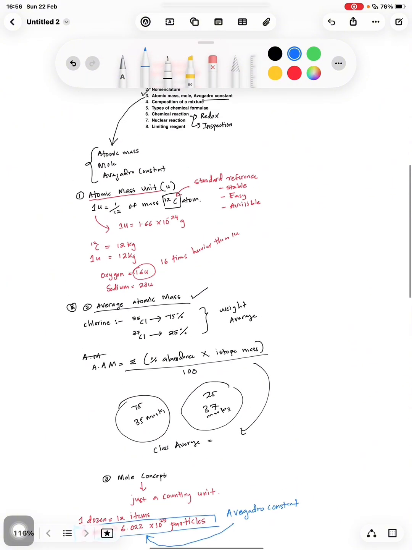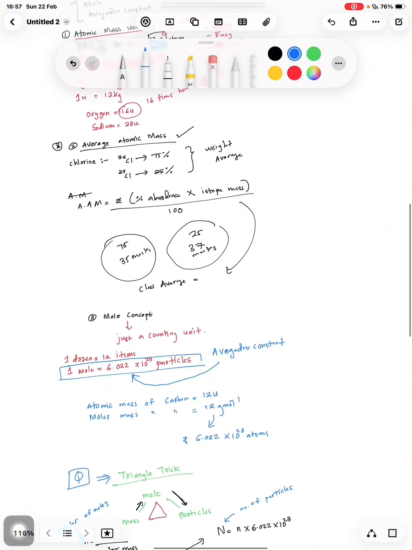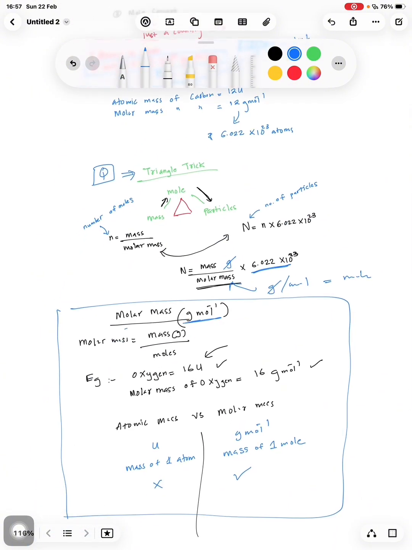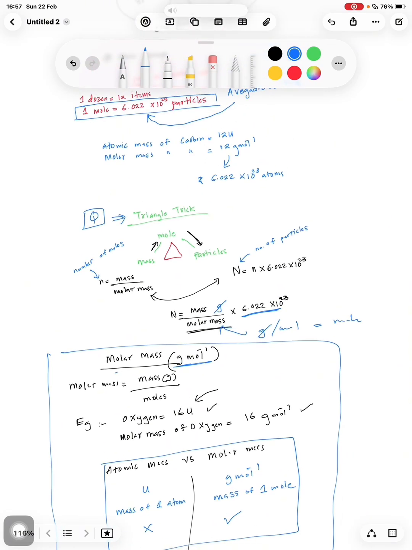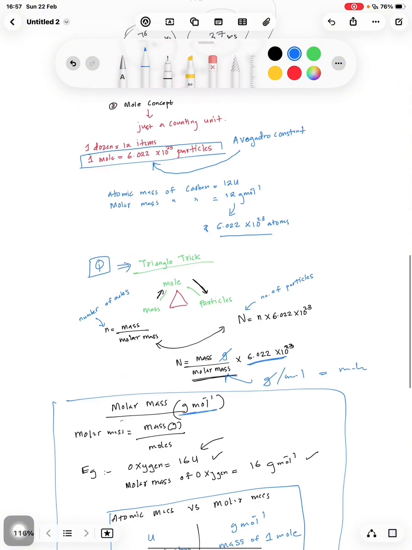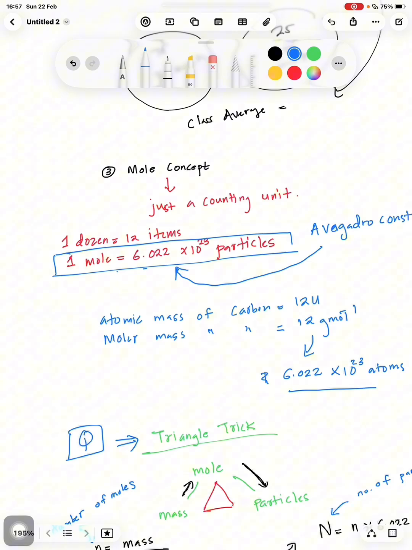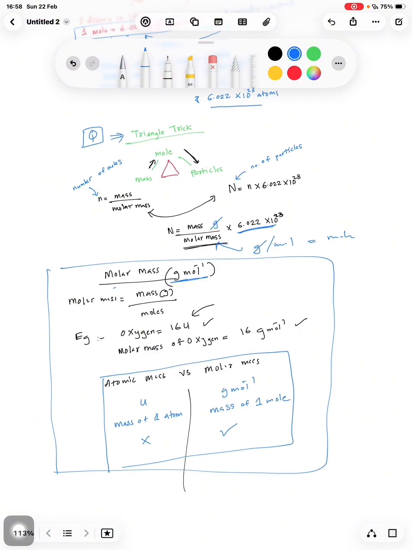Once again, atomic mass compares atoms using the carbon-12 standard reference, and the molar mass is the atomic mass expressed in grams per mole. 1 mole contains 6.022 into 10 to the power 23 particles. And to convert mass to particles, we divide by molar mass and multiply by Avogadro constant. So that's all for today's concept.